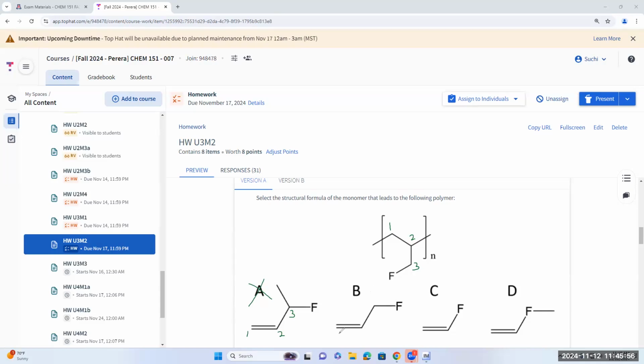In option B, here's my 1, here's my 2. And then here's my third one. And to the third, I have a fluorine attached. This seems really good. In option C, here's my 1, here's my 2. I have 2 less carbons here. Therefore, C is out. In option D, here's my 1, here's my 2. There's no third carbon here. There's a fluorine, and fluorine can only form 1 bond. So this is incorrect. Therefore, the correct answer is option B. Done.